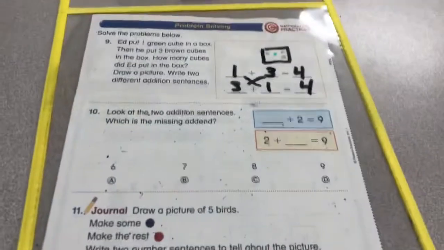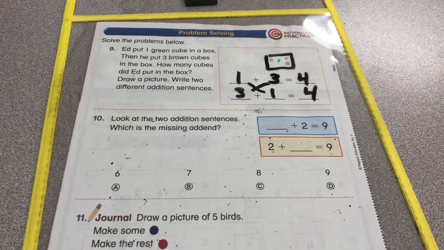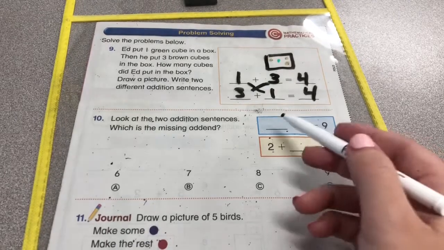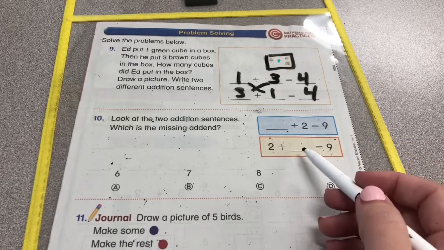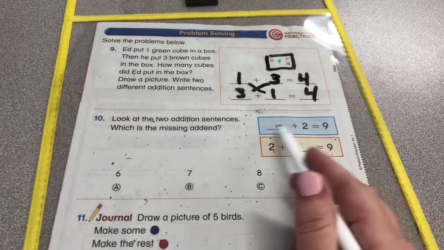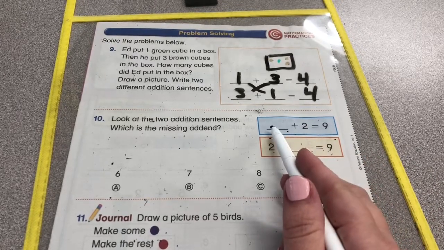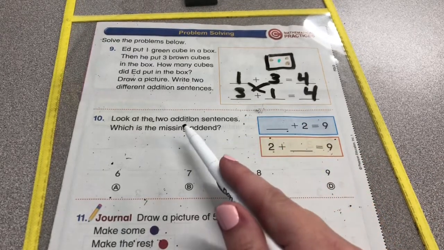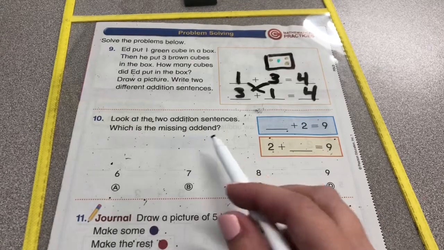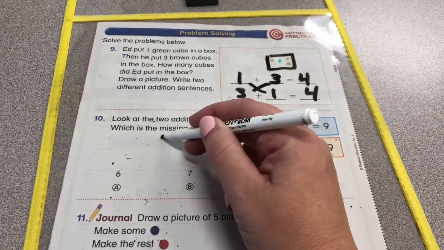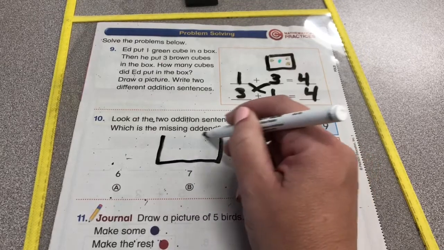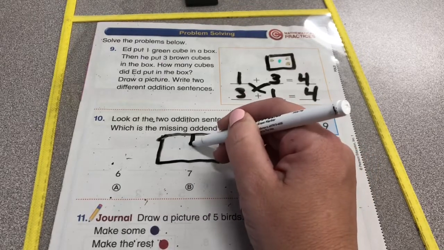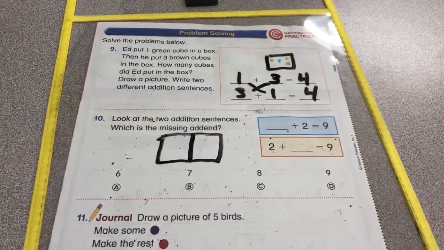All right, so let's look at the next one. It says, look at the 2 addition sentences. Oh, we're missing a part, and we're missing a part. Remember, the parts are before the equal sign. Okay, which is the missing add-in? Well, we can draw a part whole for this, can't we? Just a rectangle, the line going in the middle.